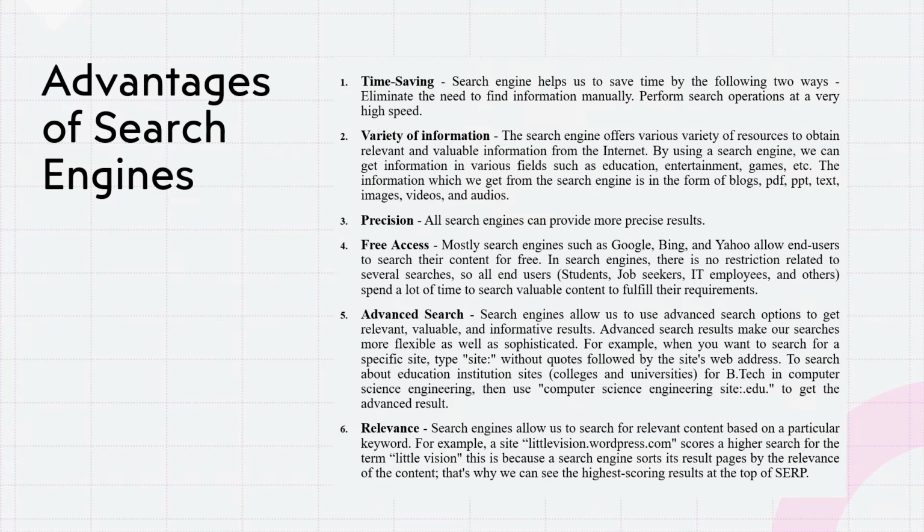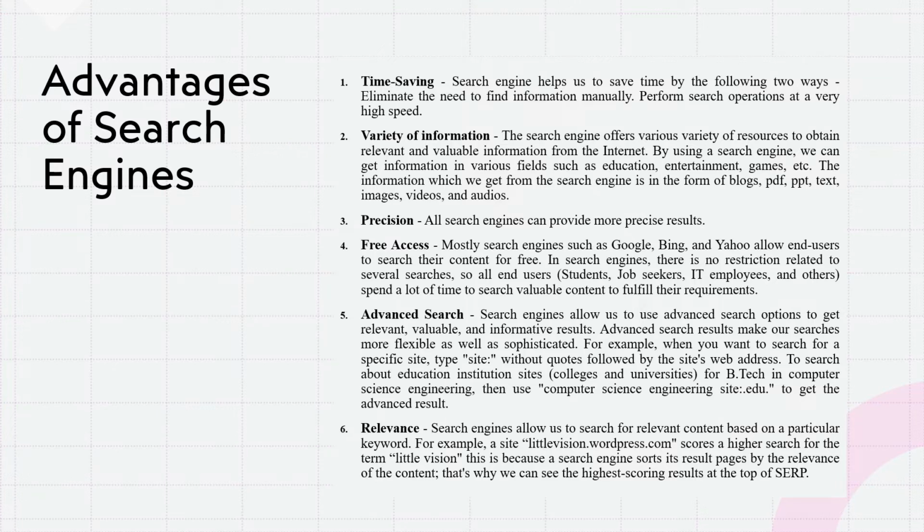Precision. All search engines have the ability to provide more precise results. Free access. Mostly search engines such as Google, Bing, and Yahoo allow end users to search their content for free. In search engines, there is no restriction related to the number of searches, so all end users, who can be students, job seekers, IT employees, and others, spend a lot of time searching valuable content to fulfill their requirements.